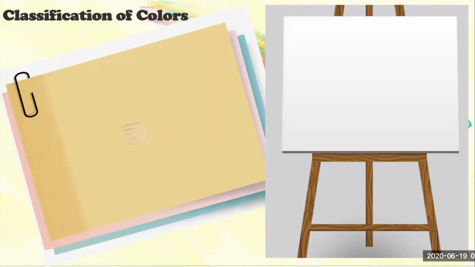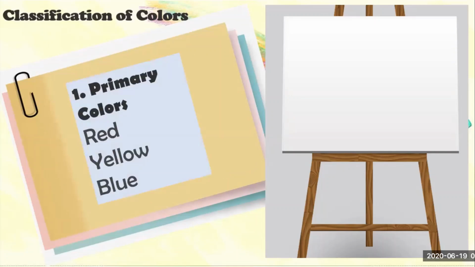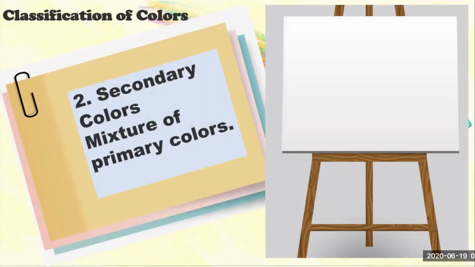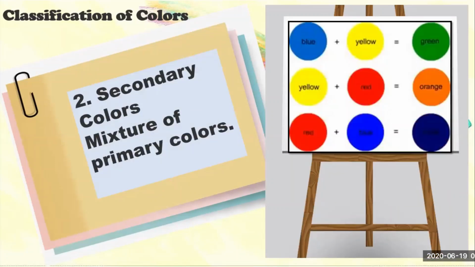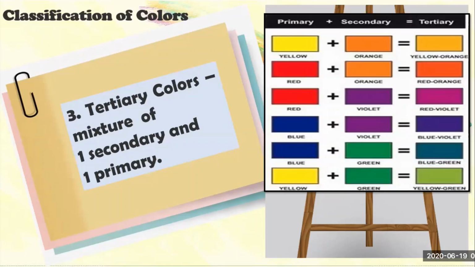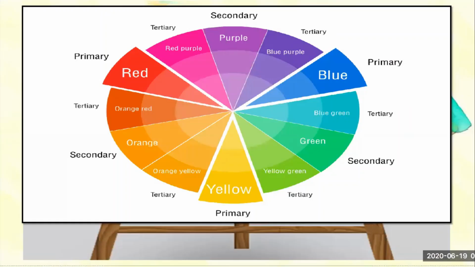Classification of colors. 1. Primary colors: red, yellow, blue. Secondary colors: mixture of primary colors. Tertiary colors: mixtures of one secondary and one primary. Here is the color wheel.